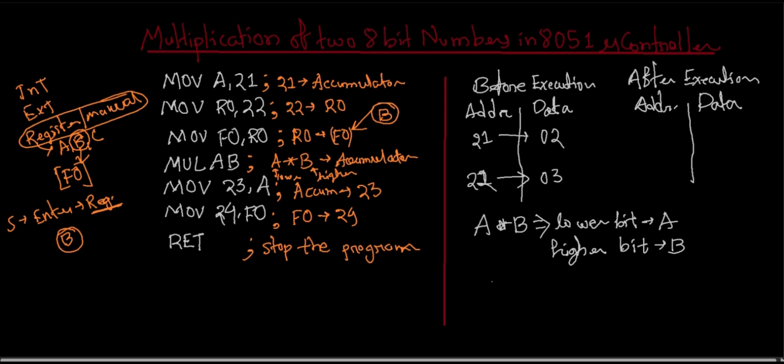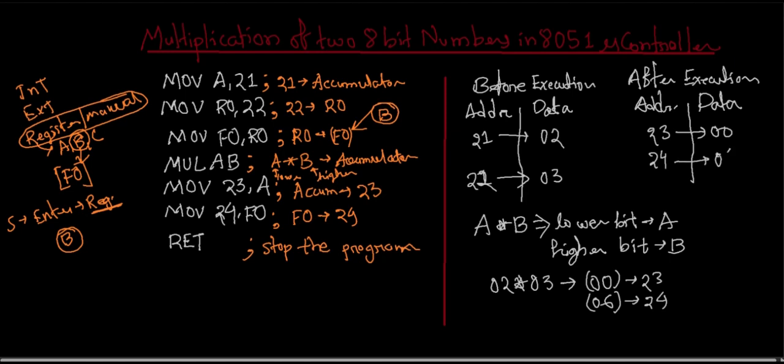And after the multiplication, which is 02 multiplied with 03, we are having the lower byte 06 and the higher byte 00, right? So this will be going to the lower location and this will be going to the higher location, which we have mentioned in the program as well, right? So 23 is going to have 06 and 24 is going to have 00.